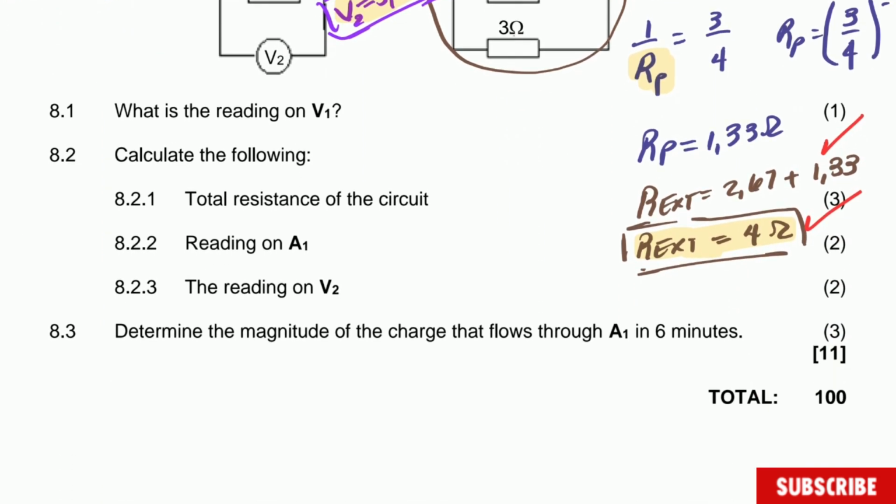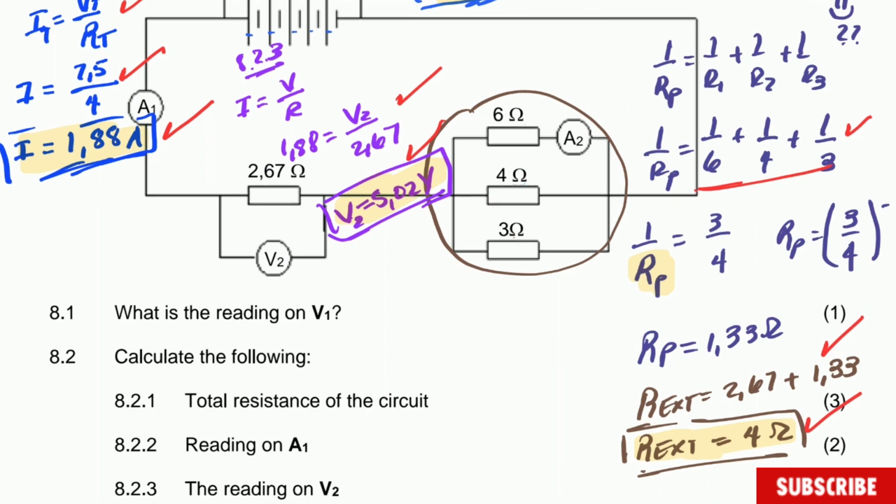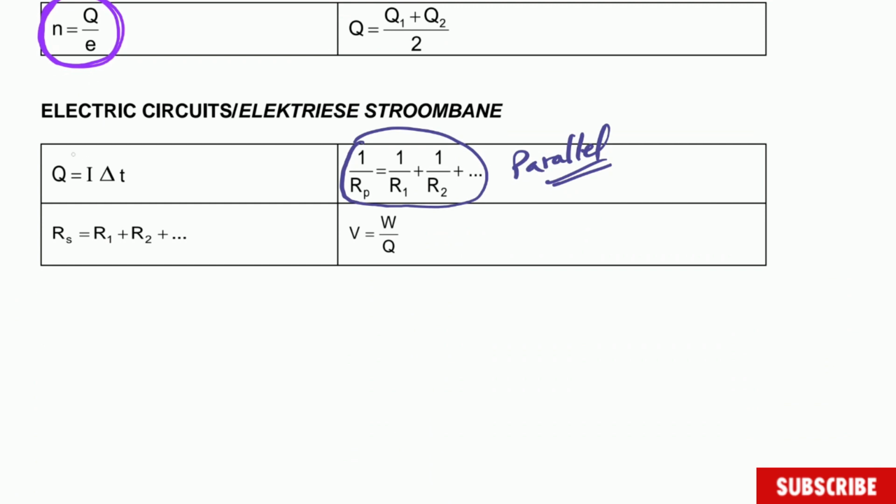And then determine the magnitude of the charge that flows through A1 in 6 minutes. A1 is that one there. Now that formula is given to us. Let me show you here. There is the formula for charge, which is related to current. In actual fact, that is the definition for current. If you rearrange it, you get that current is equal to charge divided by T.